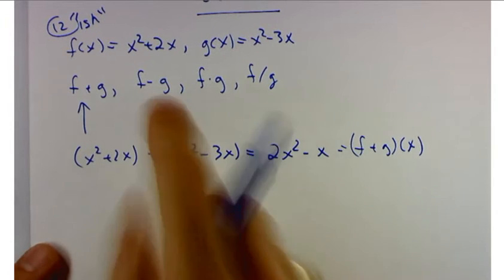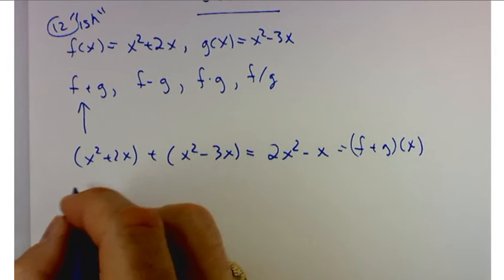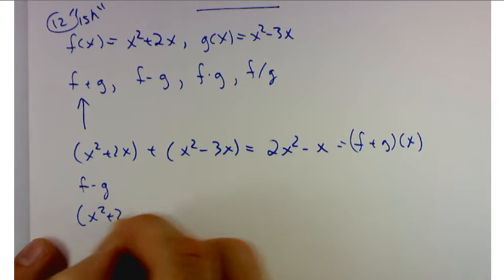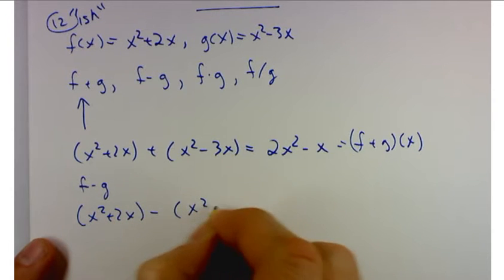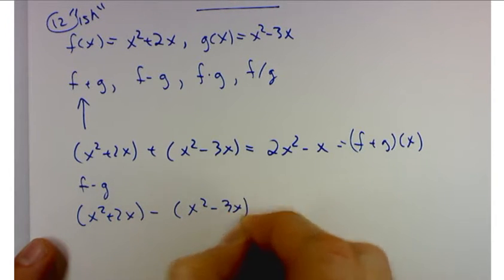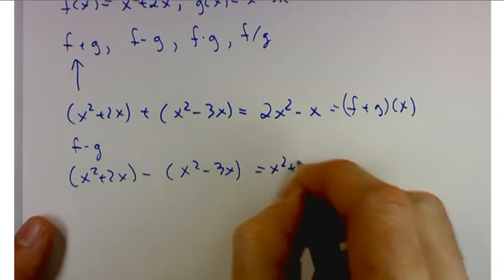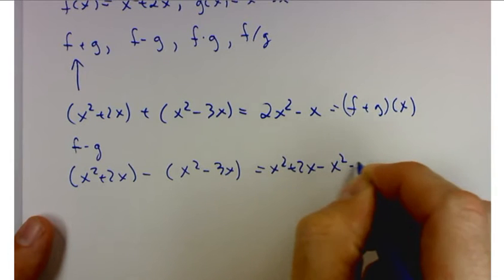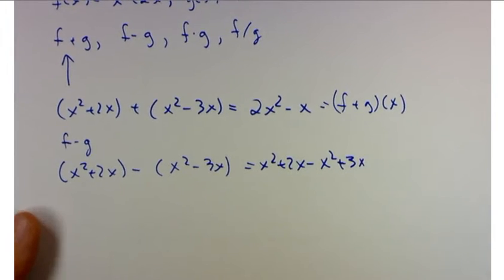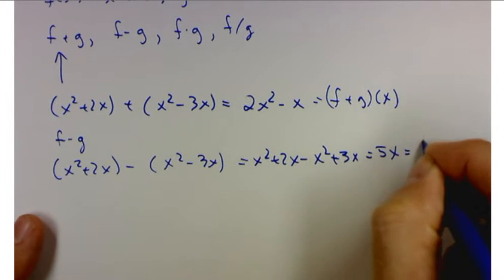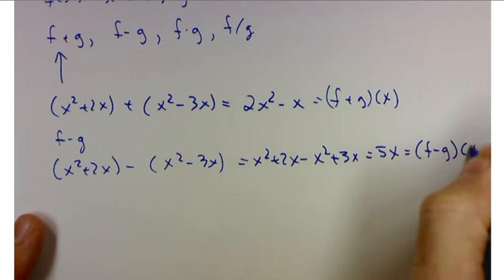Likewise with f minus g. The only thing with f minus g is that you've got to be a little bit careful distributing the negative sign. x squared plus 2x minus x squared minus 3x. So if you distribute that negative sign, I get x squared plus 2x minus x squared plus 3x. My x squareds cancel. My x's add. I get 5x as f minus g of x.